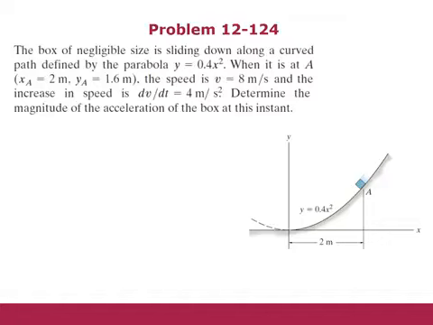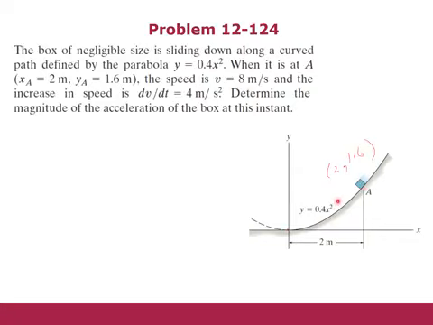Let's solve another problem, which is 12-124 of your R.C. Hibbeler. In this problem, you can see that you have a box of negligible size and it is moving along this curved path. This curved path is actually a parabola whose function is given to you, and it is also provided that when it is at point A, its position is 2 and 1.6 from this origin, right?